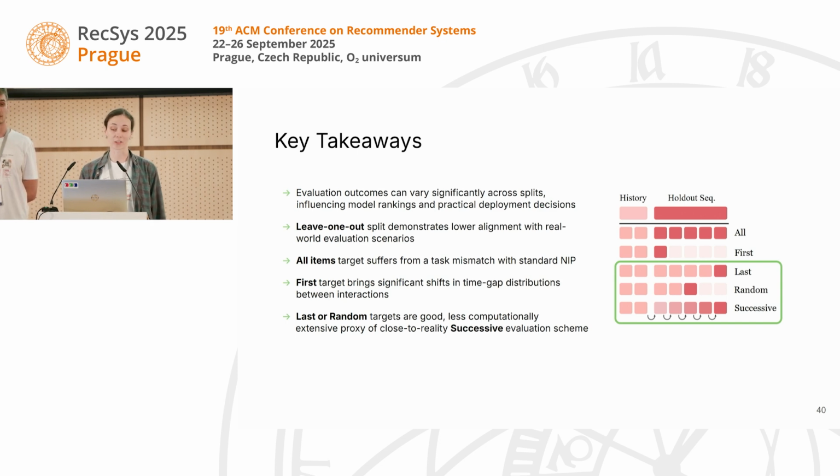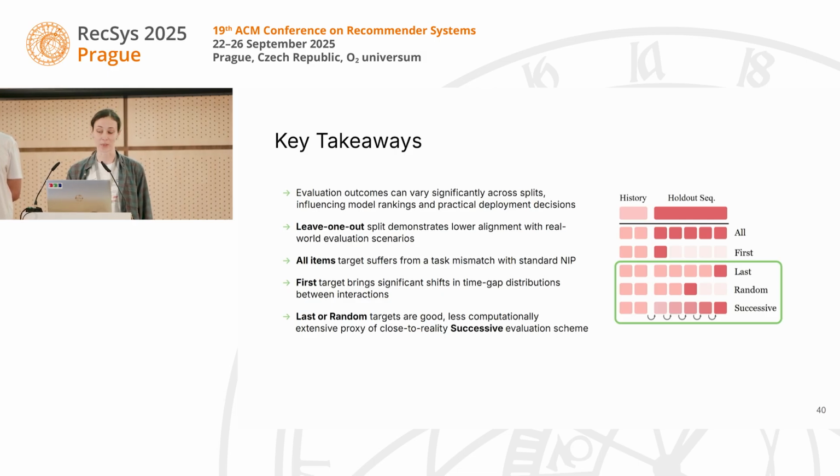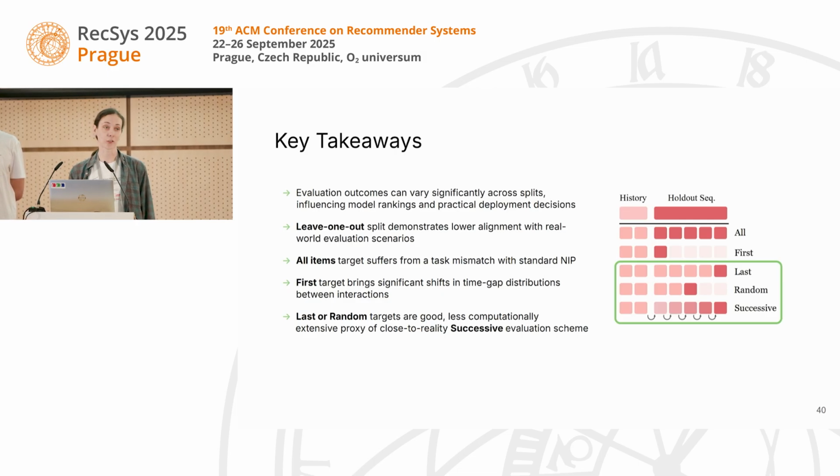This split is closer to reality, but it requires a proper test period and test target selection. We show that the all and first targets are less preferable due to the task mismatch and temporal skew. We suggest using the successive evaluation or last or random targets as proxies.